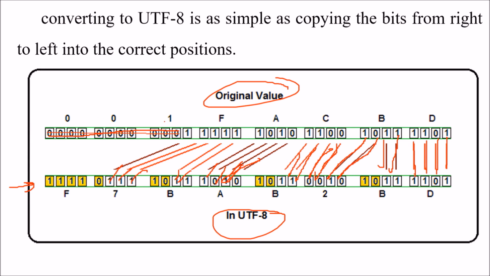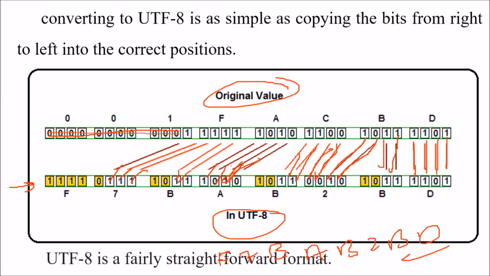So if I want to write 001FACBD in UTF-8, it will be F7 BA B2 BD. See how simple that was? It was fairly straightforward.